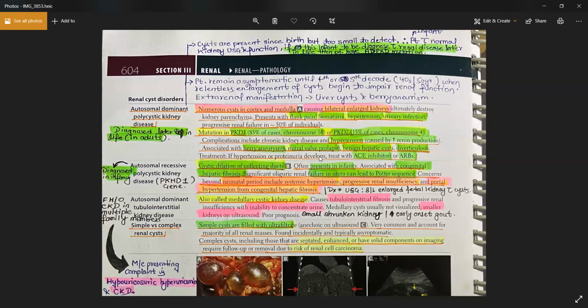And just like any other kidney treatment, you will always give the patient renoprotective drugs, and these are ACE inhibitors and ARBs. So that's about autosomal dominant polycystic kidney disease. All these cysts are damaging your normal renal parenchyma, causing kidney failure.